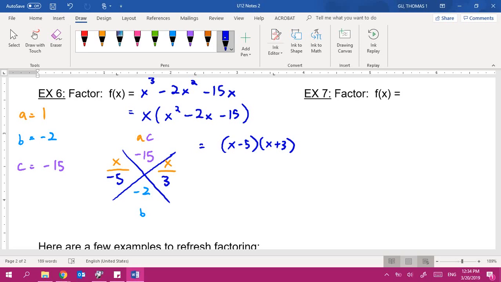You see this X that you factored out at the beginning? You need to remember to put that in your final answer as well. Okay, otherwise it will be completely different. So there it is. Yes, x times f of x equals x times x minus 5 times x plus 3.